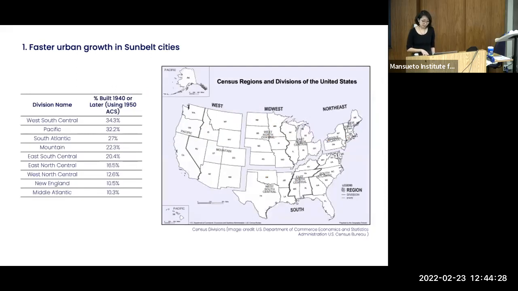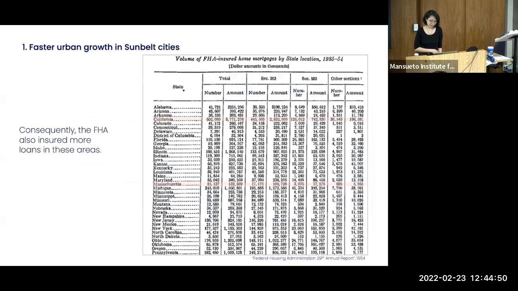With faster urban growth in the Sunbelt area, there was also new construction. This table shows the proportion of homes that were built after 1940 by the 1950 census decade. You can see that the highest proportions are, again, in these Sunbelt and Pacific areas. And consequently, this affected FHA insurance.